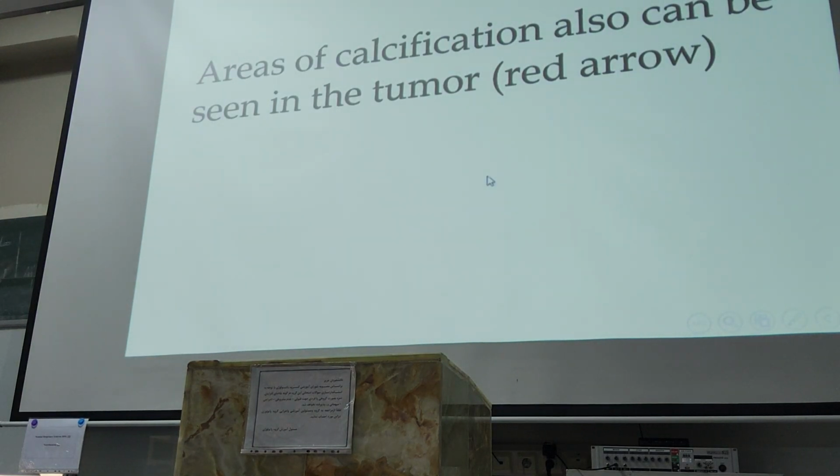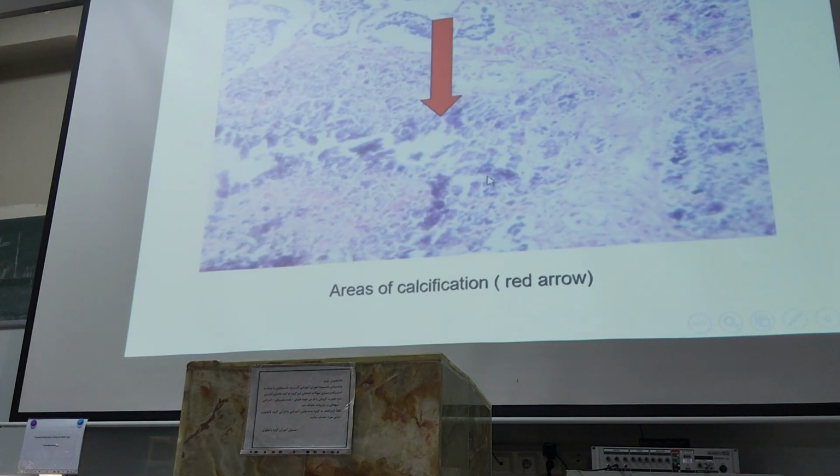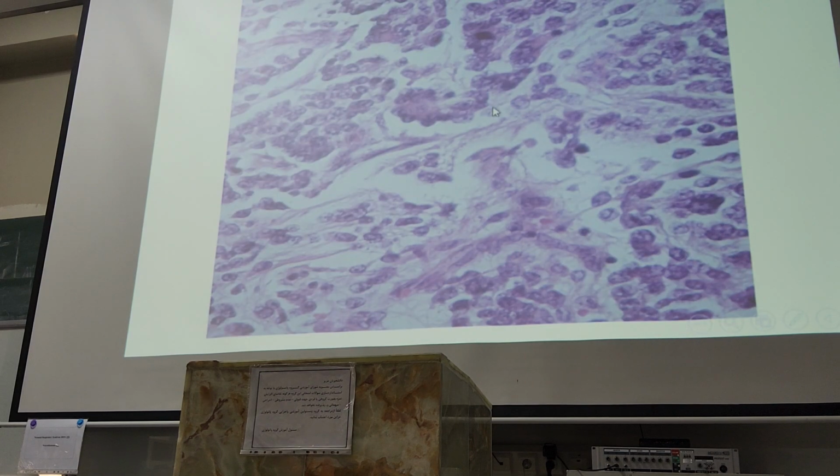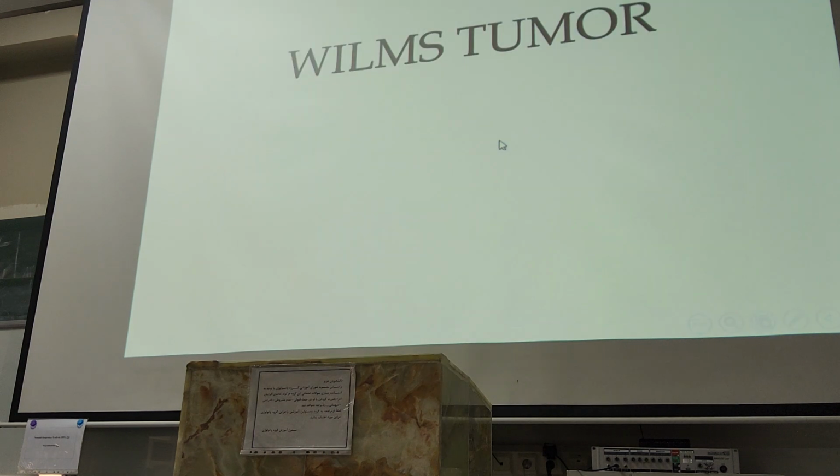You may see areas of calcification in the tumor. This is the deposition of calcium here, calcification. It may be seen in foci, as you can see. And this is another picture of a Homer Wright rosette here. And these are also neuroblasts which are embedded in a fibrillary background.